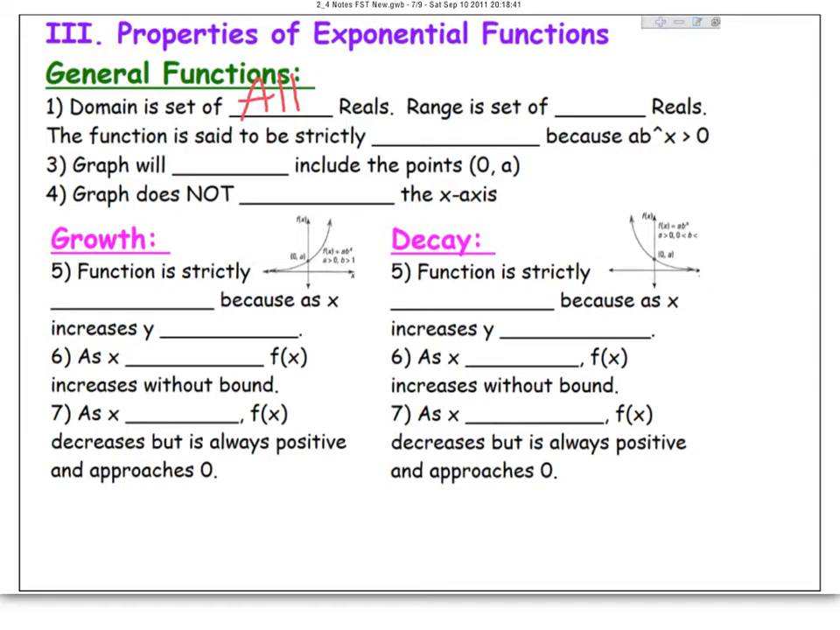Well, if you take a look at these graphs, remember if you see a break in the graph, you have a domain issue. These are very smooth, clean graphs. The range, on the other hand, is going to be limited. The range is a set of positive reals.